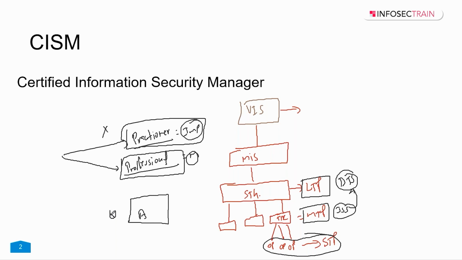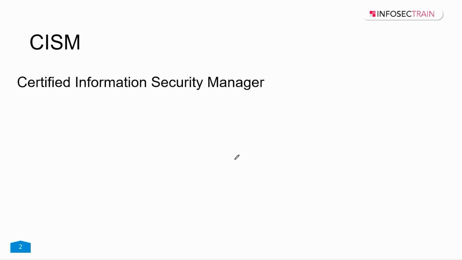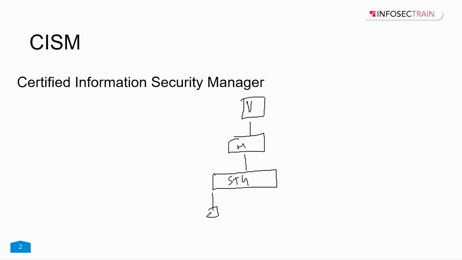Is it clear? So from the perspective of the organization, we have a vision and a mission, and we create a strategy. Based on the strategy, we create tactical plans. And based on the tactical plans, we have an operation plan.